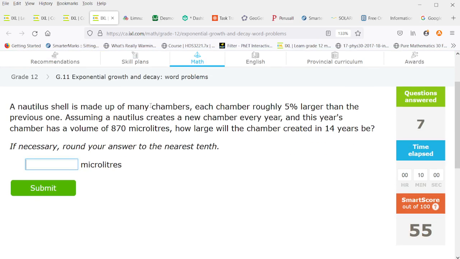So, a Nautilus shell is made up of many chambers, each chamber roughly 5% larger than the previous one. Assuming a Nautilus creates a new chamber every year, and this year's chamber has a volume of 870 microliters, how large will the chamber created in 14 years be? So this is 870 times 1.05 exponent 14, which is 1,722.540492, rounding to 1,722.5.